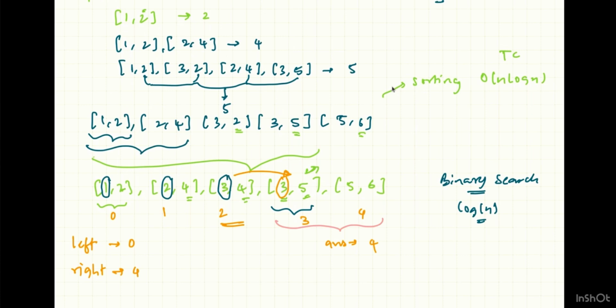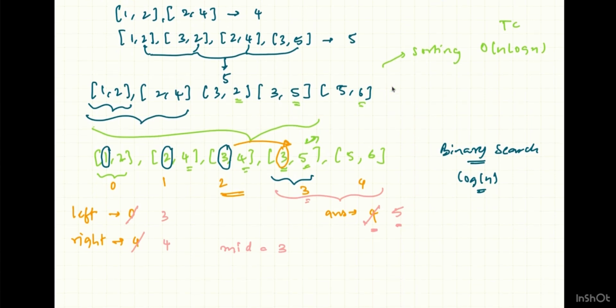So here the left would be 3 and right would be 4. Mid would be 3 plus 4 by 2, which is 3, right? So again I have met my criteria, and I would update my answer with 5. The so-far answer was 4. Now I have encountered a greater beauty, so I'm updating my answer. Again I have to search in the remaining space, since there could possibly be one more element, 3 comma 6. We don't know, so we still have to search in the remaining half.